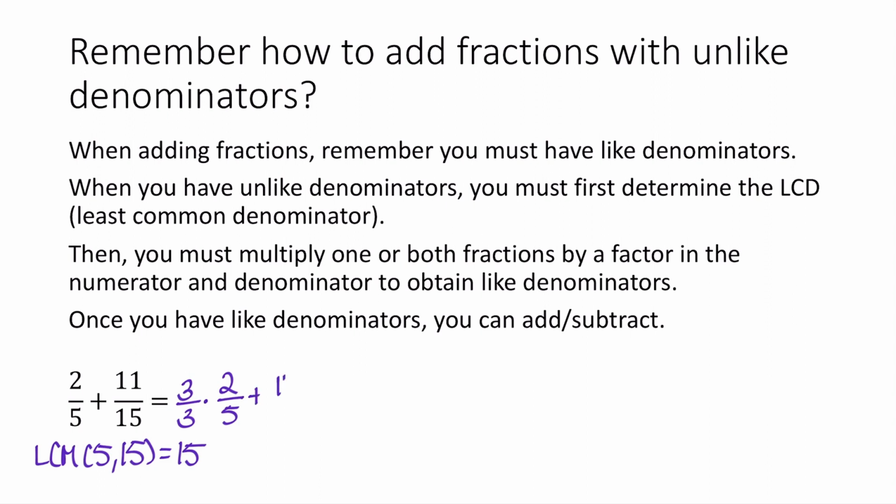So then I'm going to add it to 11 over 15. So this gives me 3 times 2, which is 6. So we have 6 over 15 plus 11 over 15. And that equals 17 over 15.